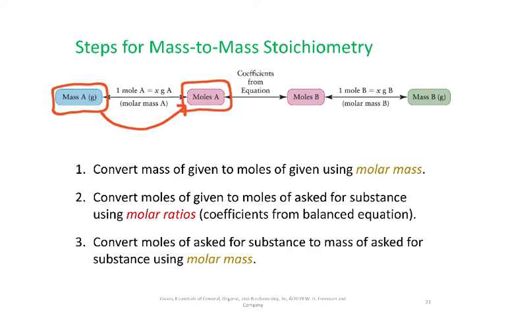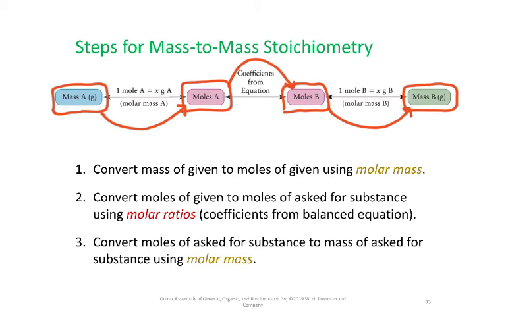We're going to use mole ratio from the balanced equation to get moles of B, and then we're going to use molar mass of B to get the mass of B. So it's a three-step process here, okay? But it's a consistent three steps, okay?